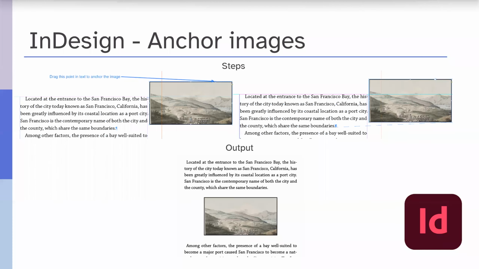Using anchored export options, we can also define the alignment of the image. We can keep it as left, center, or right aligned. In fact, we can also create a floating image within EPUB using InDesign.